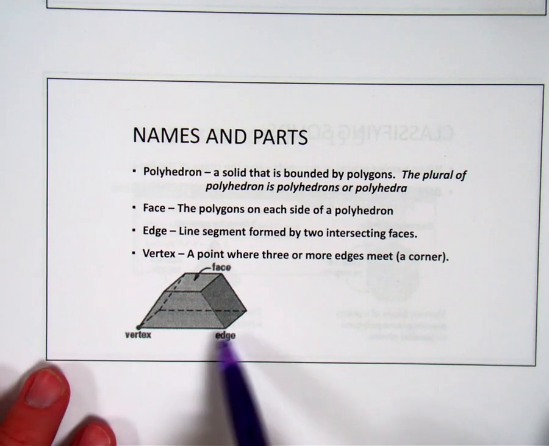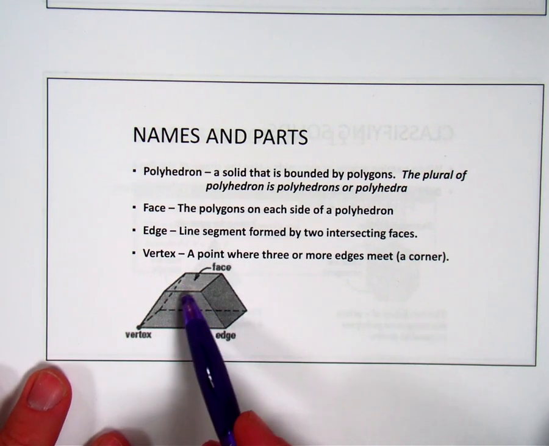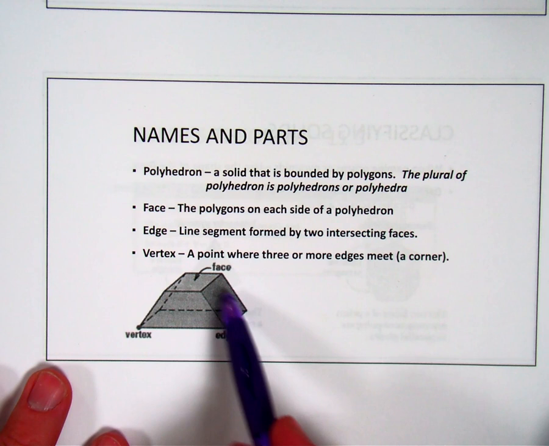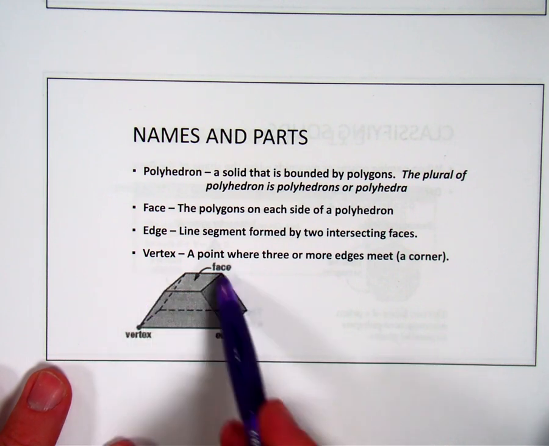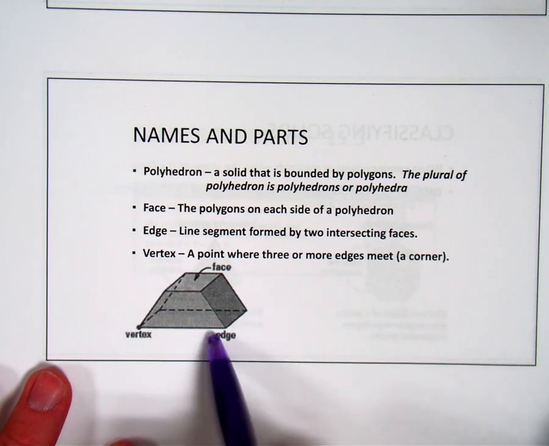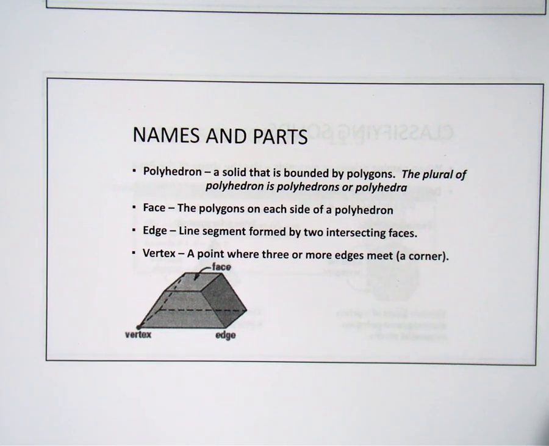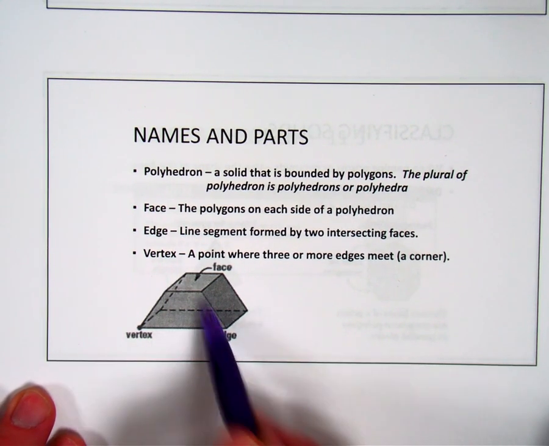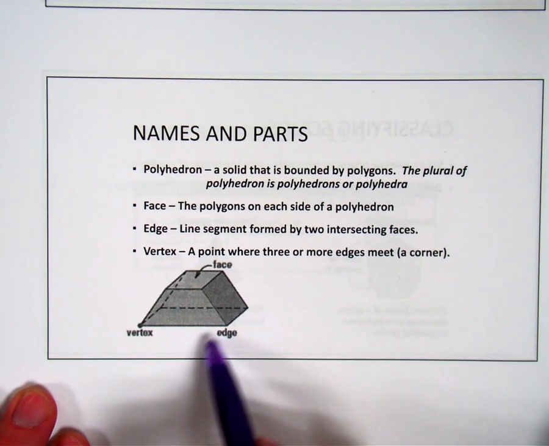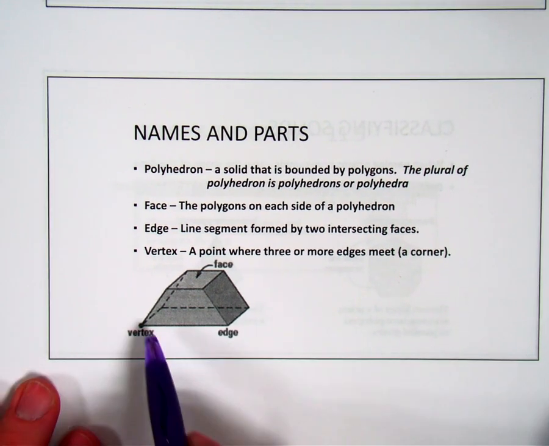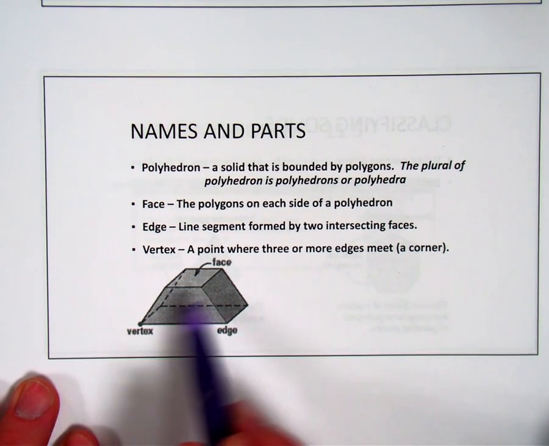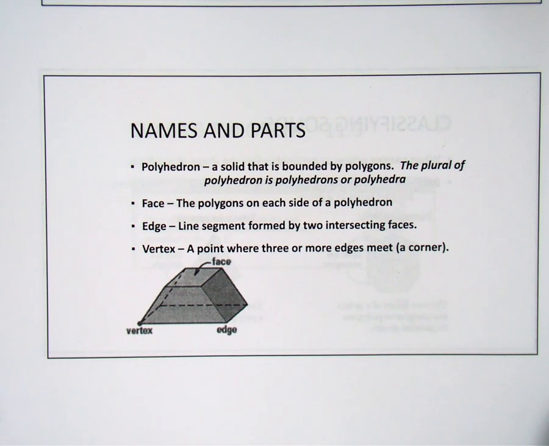If we're looking at this, the top would be a face, the front trapezoid is a face, the left and right rectangles or squares would be a face, the bottom rectangle is a face. Each of those is going to be a face. It's a side. The lines here that you would draw, those are the edges. And where all the corners are, those are the vertices. Each individual one would be a vertex.